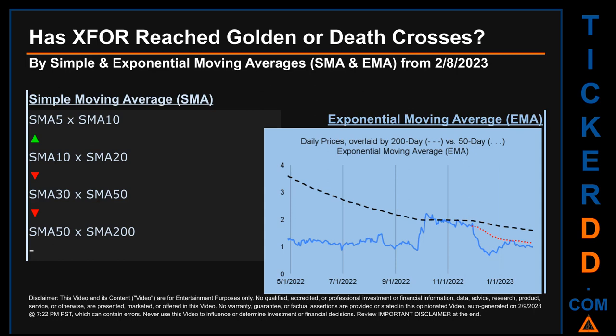Continuing with SMA, we looked across the 5 to 10, the 10 to 20, and the 30 to 50-day ranges to see if golden and death crosses had been reached. We found golden cross signal for the 5 to 10. We found death cross signal for the 10 to 20. The 30 to 50, we could not find neither golden cross nor death cross signal for the 50 to 200.